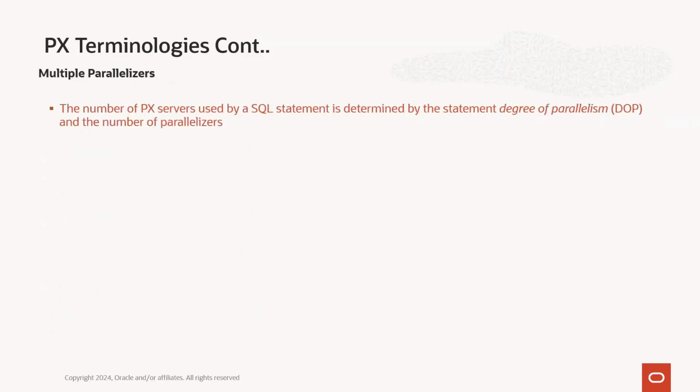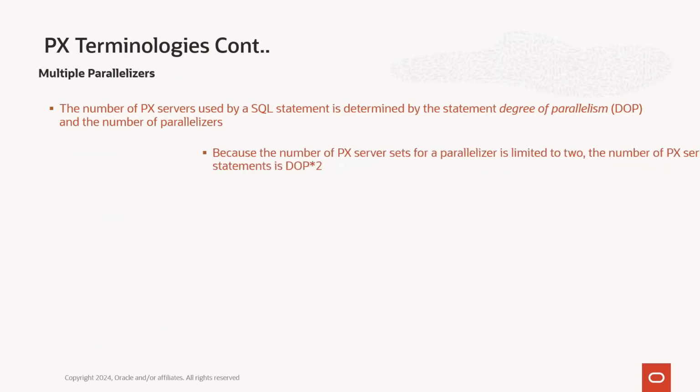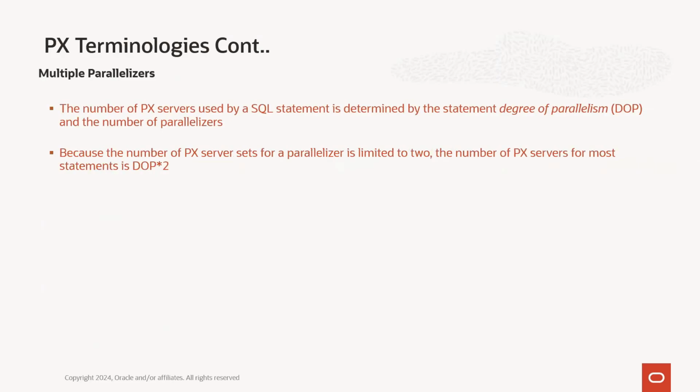Now we'll see multiple parallelizers, that means different or multiple DFO trees. The number of PX servers used by a SQL statement is determined by the degree of parallelism and the number of parallelizers. This we have discussed in the earlier slides. Because the number of PX server sets for a parallelizer is limited to 2, for most statements it will be DOP multiplied by 2.